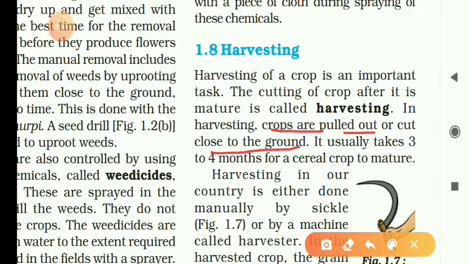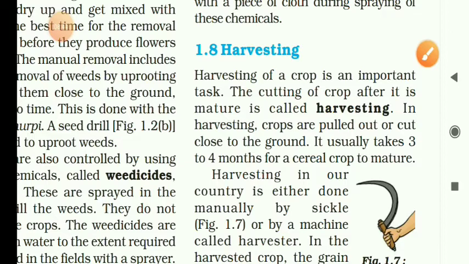It usually takes 3 to 4 months for cereal crops like wheat and maize. You know that farmers are growing a variety of crops. So from crop to crop, durations will be more or less. Some crops take 4 months, some crops take 6 months, some crops take even a year to mature. So like this way, duration will be different from crop to crop.